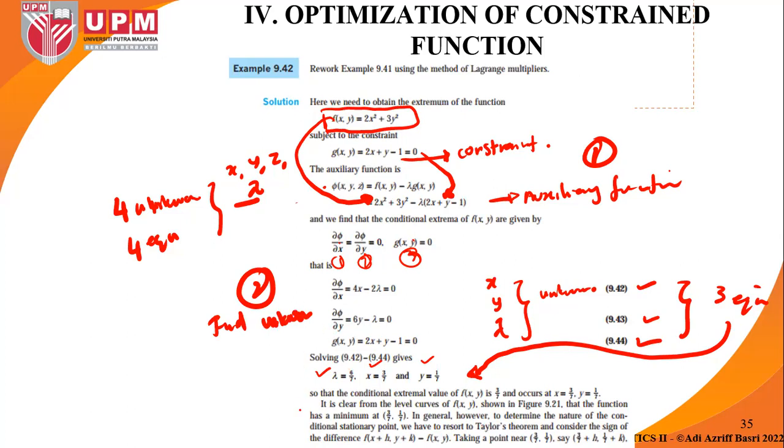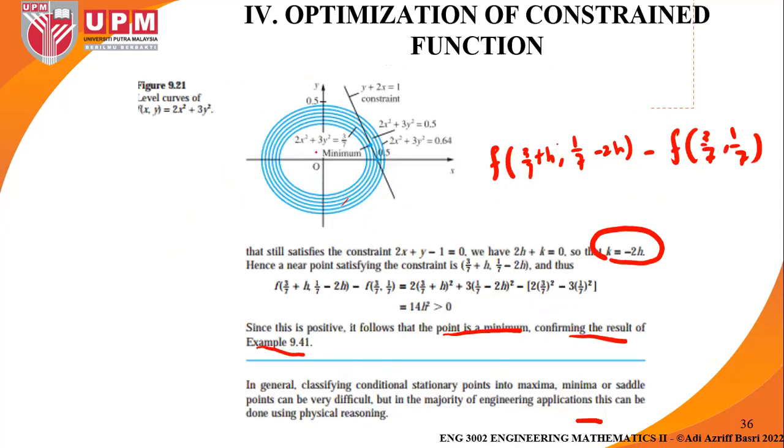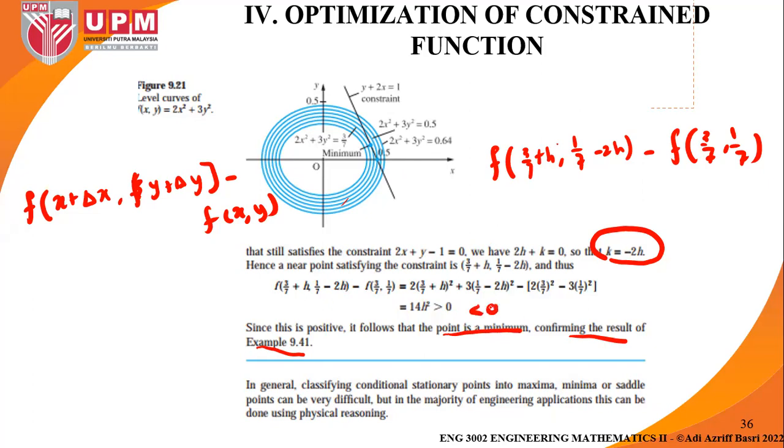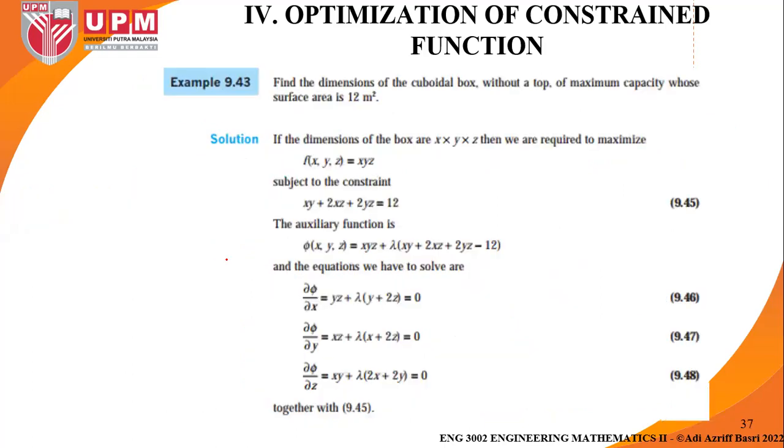The third step is you need to check the nature of the conditions. By using these equations, f is the first derivative equation: f(x plus delta x, y plus delta y) minus f(x, y). When you use this, you will get a value. If the value is positive, it is a minimum. If the value is negative, it will be a maximum. And if equal to 0, it becomes a saddle. The concept is the same, but the method is a little bit different.